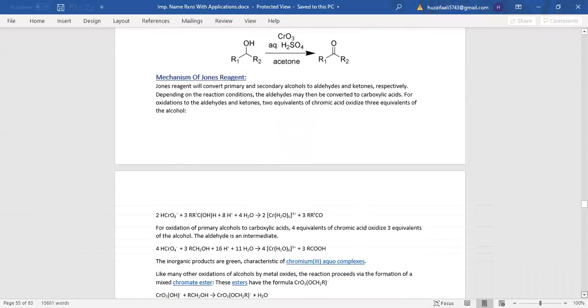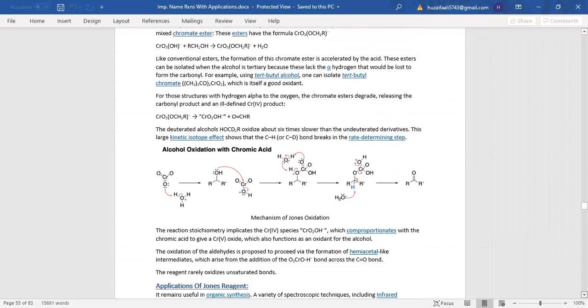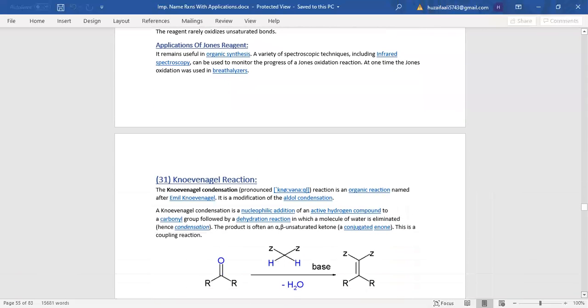Mechanism of Jones reagent. Applications. It remains useful in organic synthesis. A variety of spectroscopic techniques, including infrared spectroscopy, can be used to monitor the progress of a Jones oxidation reaction. At one time, the Jones oxidation was used in breathalyzers.